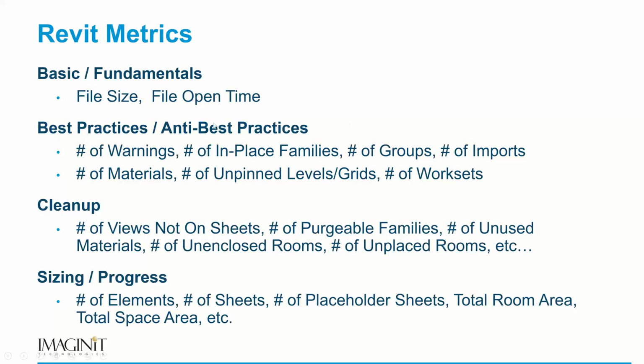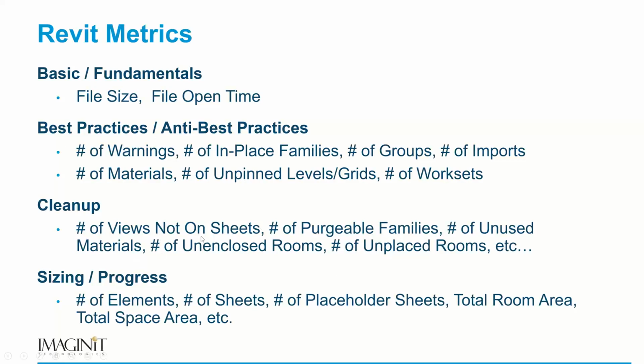In terms of best practices and anti-best practices, that ranges from basic things like the number of Revit warnings in the model, usage of things like in-place families, groups, imports, that kind of thing. Things like whether you're pinning levels and grids, how many worksets you have in the model. All these things are really just measurements, but we group them into indicating whether people are following best practices or not.